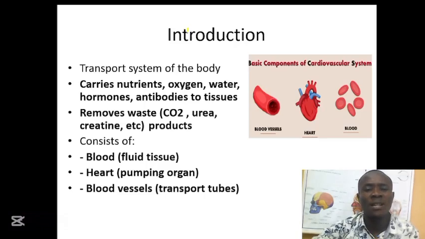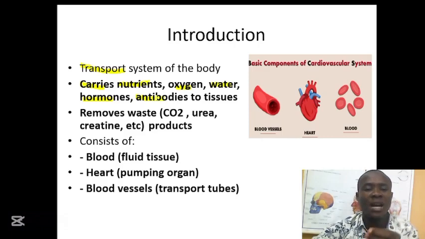What is the circulatory system? It is the transport system of the body. It is the one that transports substances within the body, mainly within the blood. So it carries nutrients, oxygen, water, hormones, antibodies to the tissues.